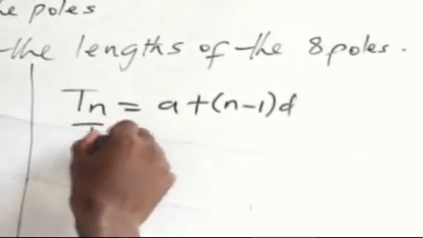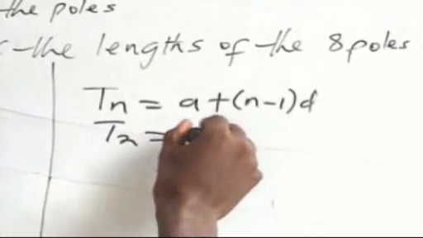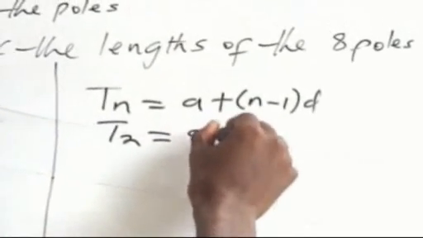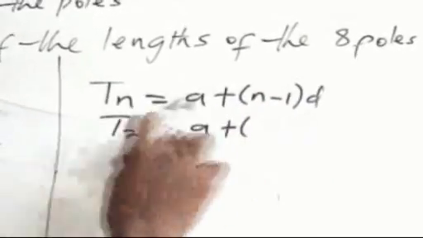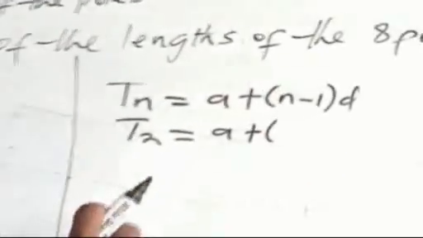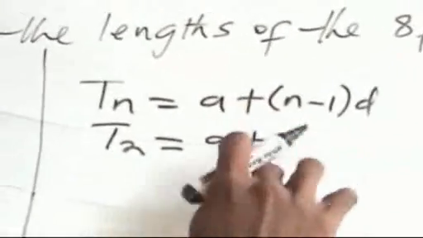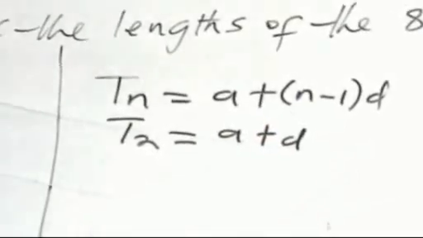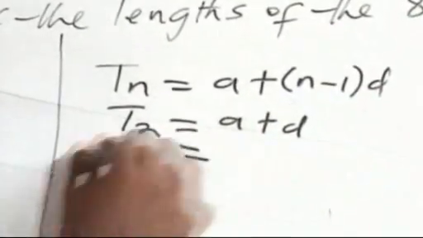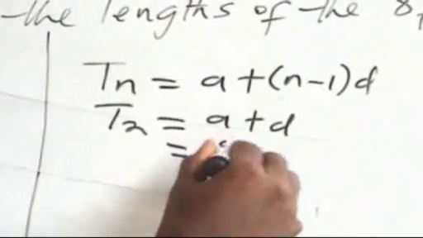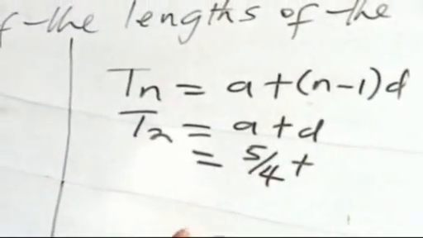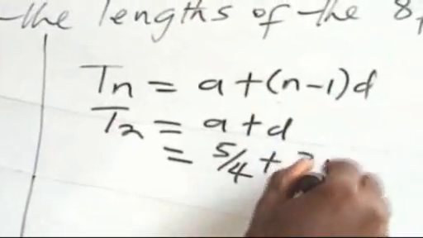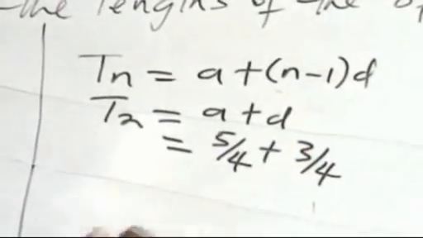So the second pole, T2, will be equal to A plus (n minus 1)d. In this case, n is 2, so 2 minus 1 is 1 times d, so we'll have T2 as A plus d, which is equal to our A, which we found to be 5 all over 4, plus our d, which we found to be 3 all over 4.